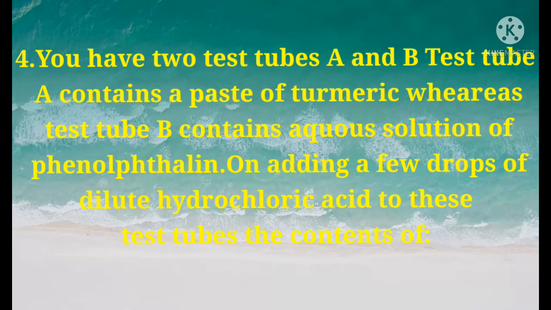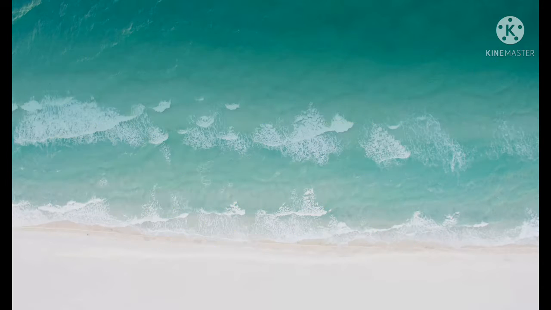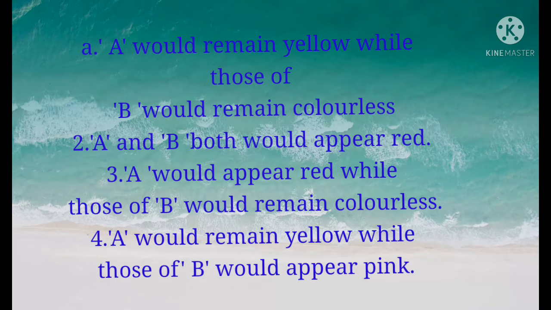You have test tubes A and B. Test tube A contains paste of turmeric whereas test tube B contains aqueous solution of phenolphthalein. On adding a few drops of dilute hydrochloric acid to these test tubes, the contents of number 1, A would remain yellow while those of B would remain colorless. Number 2, A and B both would appear red. Number 3, A would appear red while those of B would remain colorless. Number 4, A would remain yellow while those of B would appear pink.